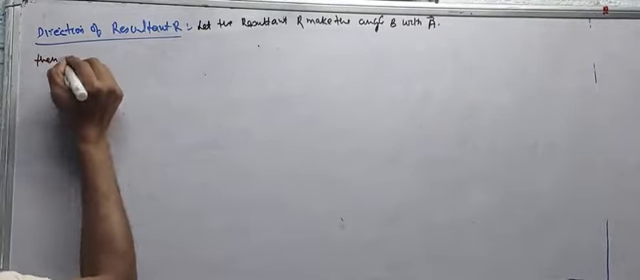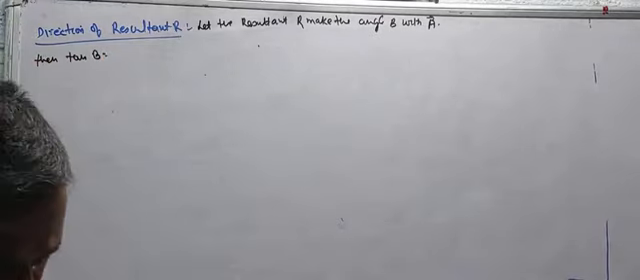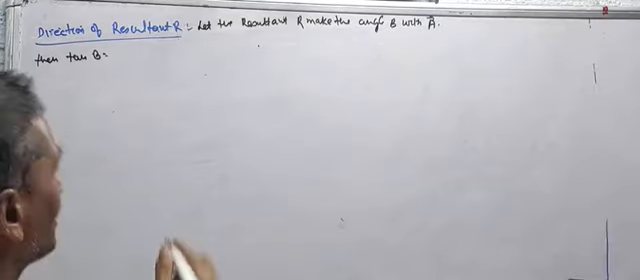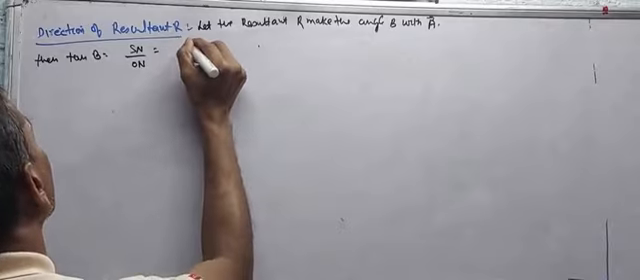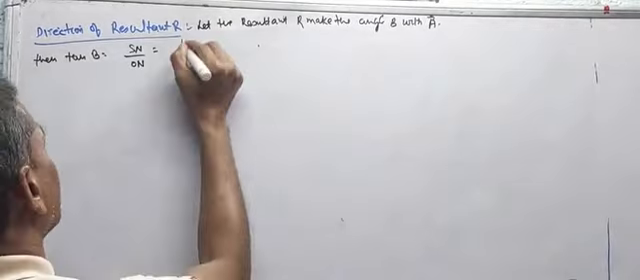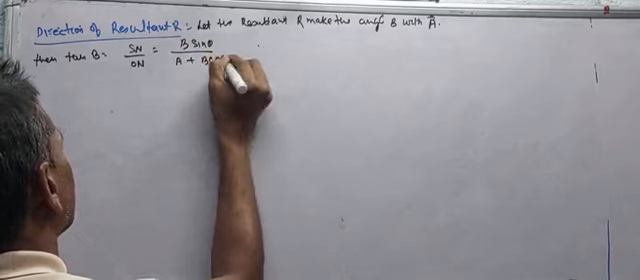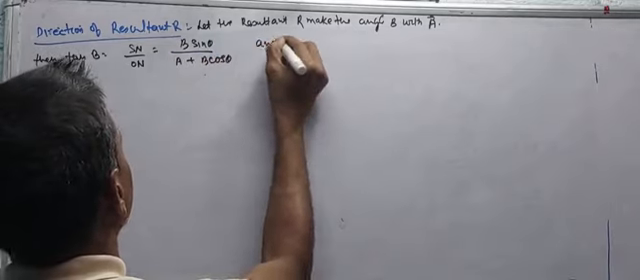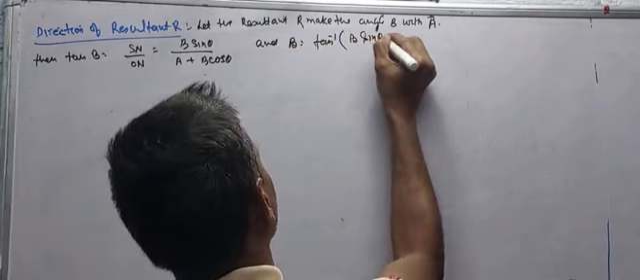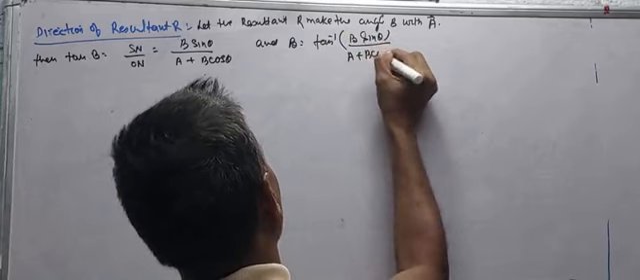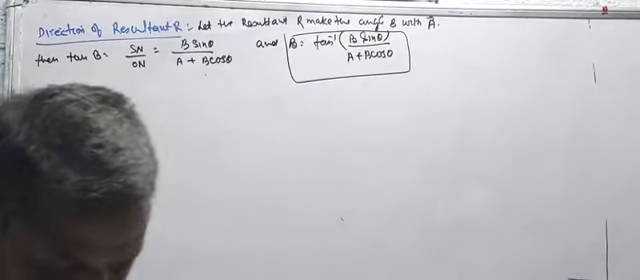Then tan beta equal to SN upon ON, that is B sin theta upon A plus B cos theta, and beta becomes tan inverse B sin theta upon A plus B cos theta.